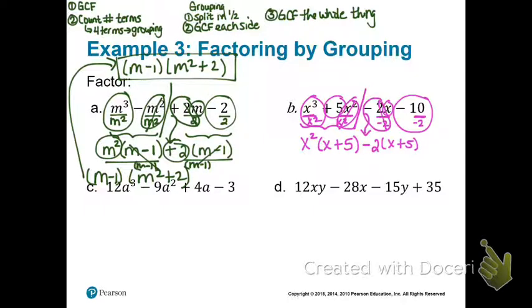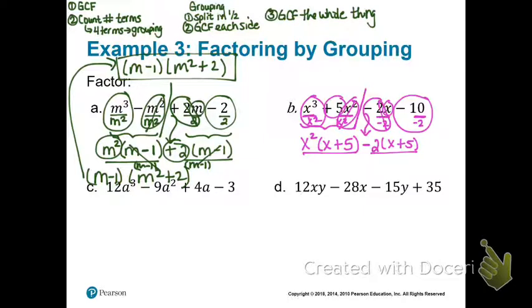Now, notice, again, just like before, we have two terms, and they both have an x plus 5 in common. Guys, if this was not factorable, the parentheses would not be the same, okay? If we end up with things in our parentheses that aren't the same, first thing we need to do is check to see, did we make a mistake? And if we did not make a mistake, then that means it would not be factorable, or we could say that it would be prime.